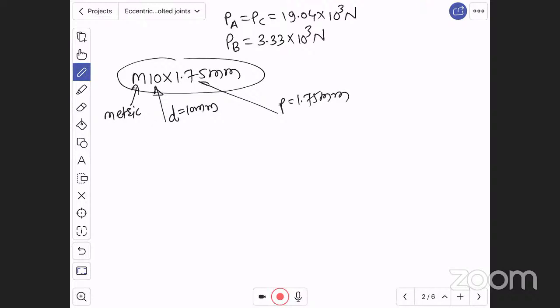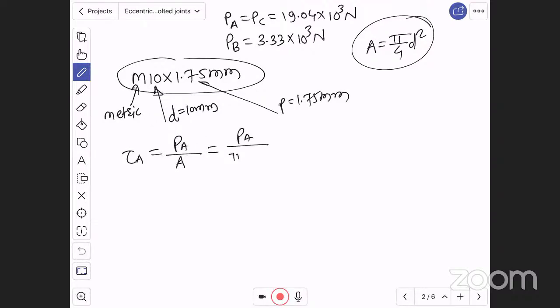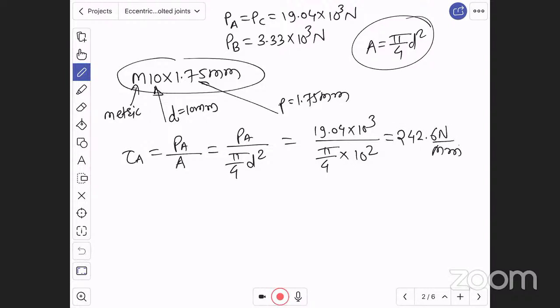Right. Therefore, area of this bolt will be pi by 4 d square. This will be the area. Therefore, shear stress on A will be force on A divided by area, which is nothing but force on A divided by pi by 4 d square, which is 19.04 into 10 to the power 3 divided by pi by 4 into 10 square, where diameter is 10. If I solve this, I will get answer equal to 242.6 Newton per mm square.